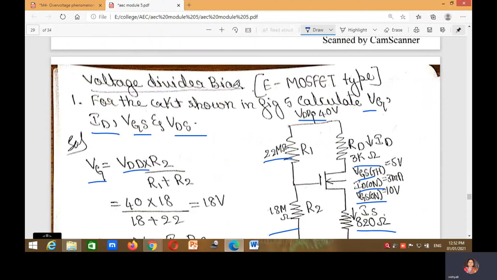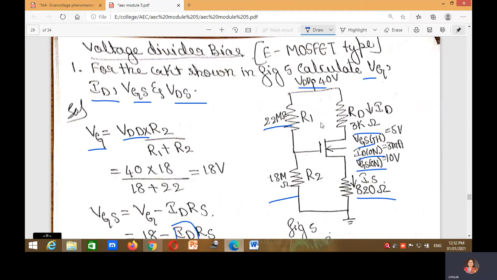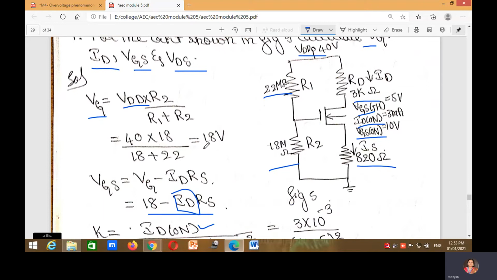Next is voltage divider bias, E-MOSFET type. For the circuit shown in figure 5, calculate VG. This is the circuit they have given. We need to find out VG, ID, VGS, and VDS. VG is equal to VDD into R2 divided by R1 plus R2. We know all the parameters, substitute, you will get 18 voltage.